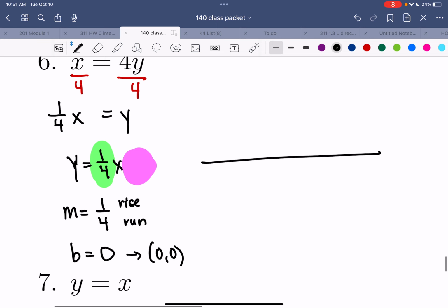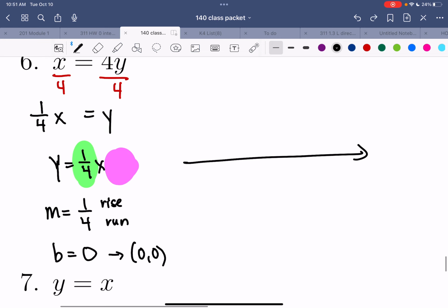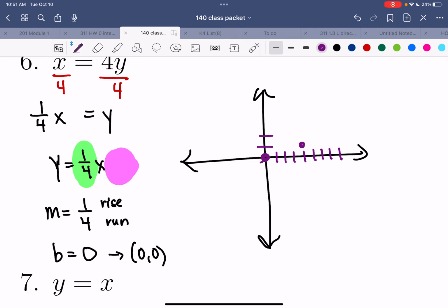Okay. So that means if we draw our coordinate plane, we're going to start at the center here, at the origin, and we're going to go up 1, right 4. Up 1, right 4. And that's what we're going to get, right? So again, relatively flat because it is less than 1.